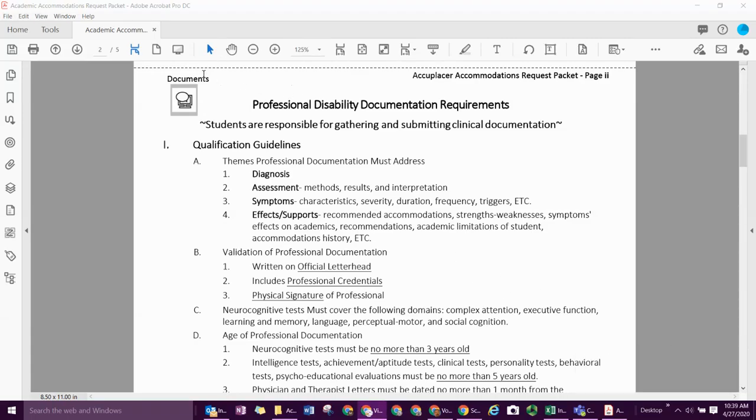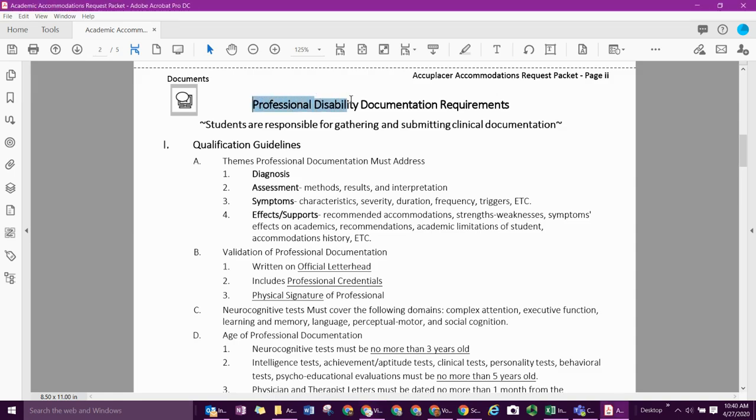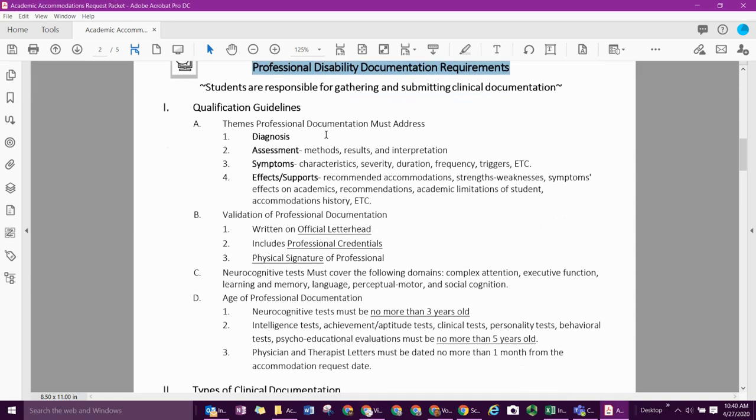This is the second page of the Accuplacer Accommodations Request Packet. It covers professional disability documentation requirements. Please note that students are responsible for gathering and submitting clinical documentation. The first step is qualification guidelines.